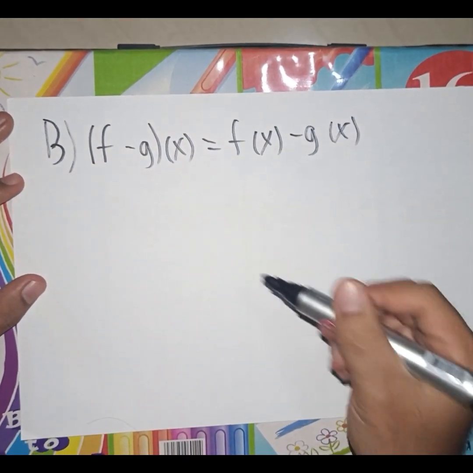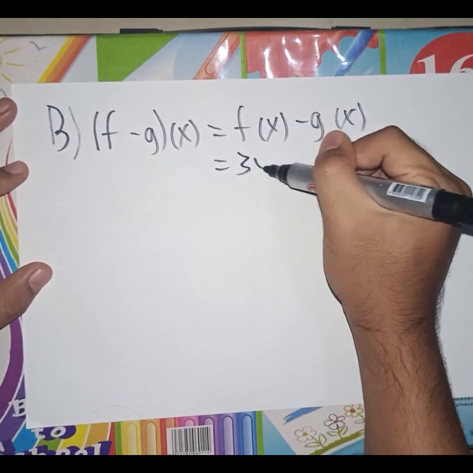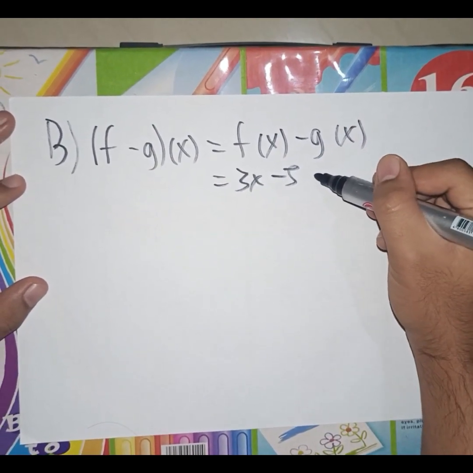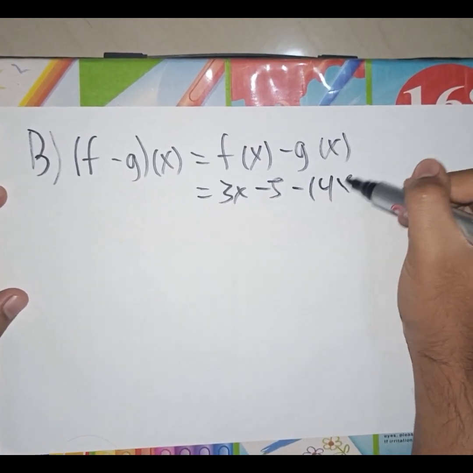Then substitute 3x minus 5 plus 4x plus 6.